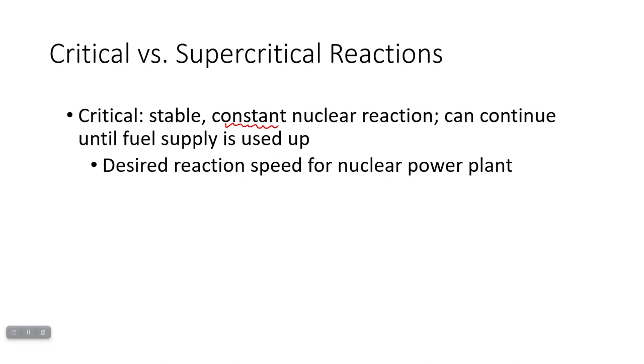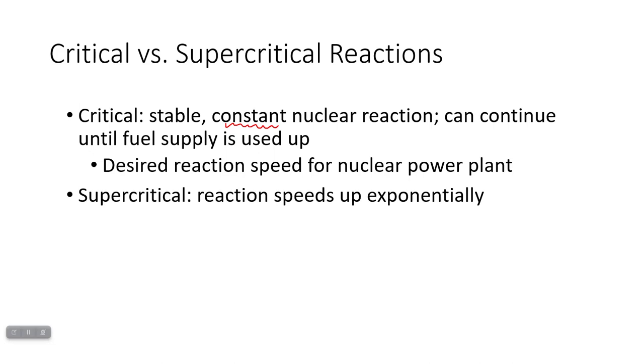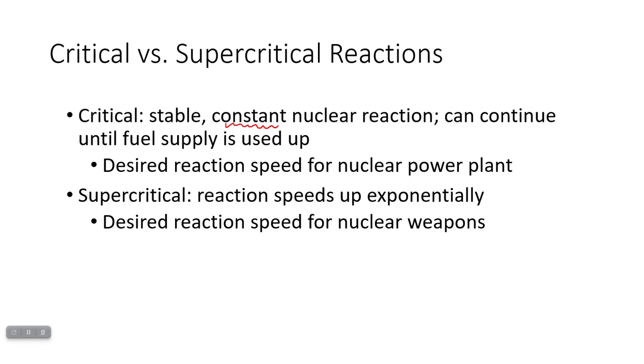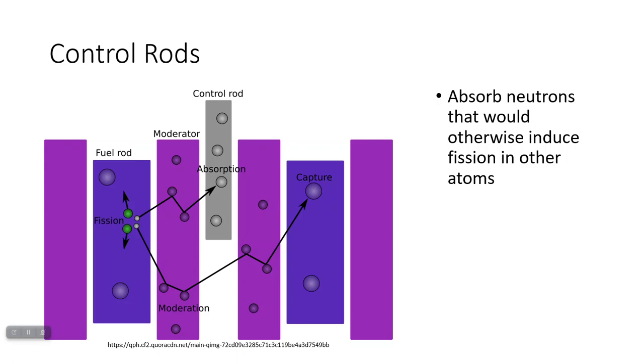If you had all of your energy being released at once, that would be a supercritical reaction, where the reaction speeds up exponentially, and that would mean you'd have a nuclear weapon on your hands, which would not be good for producing electricity. So, how do you get to a critical reaction as opposed to a supercritical reaction? You use something called a control rod.